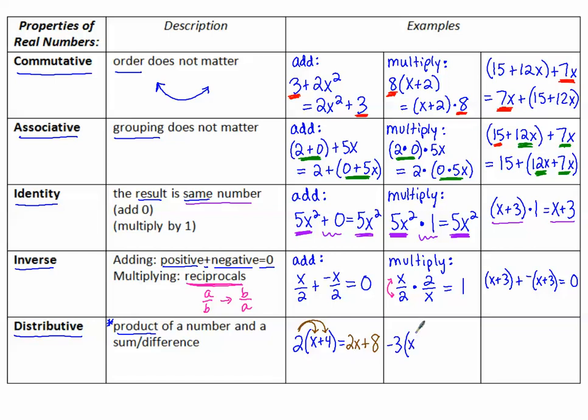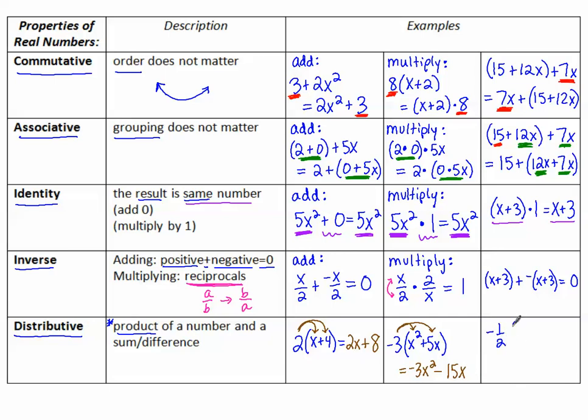Negative 3 times the quantity x squared plus 5x. Using the distributive property, multiplying by negative 3, that gives me negative 3x squared minus, a negative times a positive makes a negative, 15x. I'll give you one just a little bit more complicated than those.